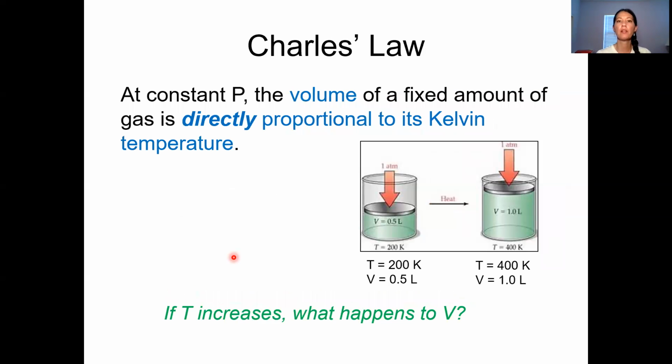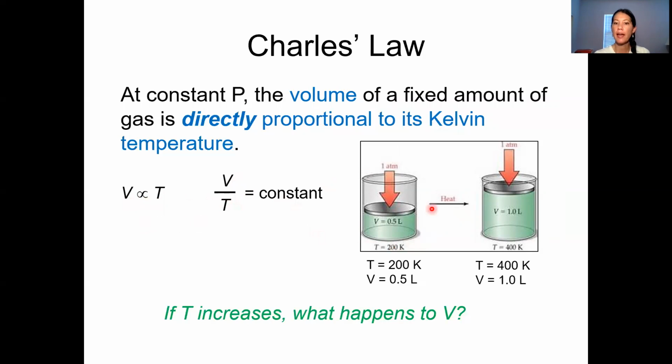Okay, let's go to the second law, Charles's law. At a constant pressure, the volume of a fixed amount of gas is directly proportional to its Kelvin temperature. That Kelvin temperature part is important. It's not in Celsius. These gas laws only work if you're in Kelvin temperature. So you could write that volume is directly proportional to temperature, meaning if temperature increases, volume increases. If temperature decreases, volume decreases. You can also write that as V/T is a constant.